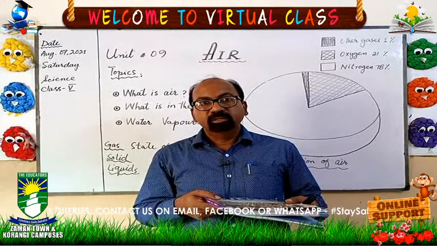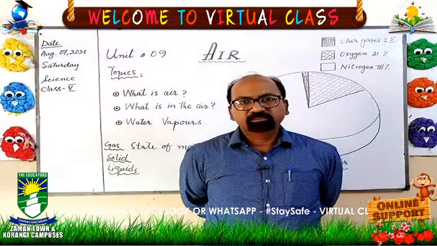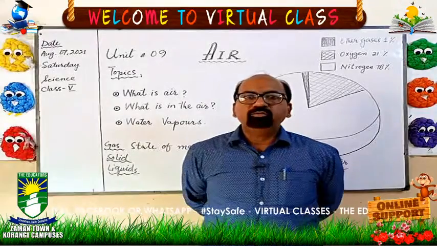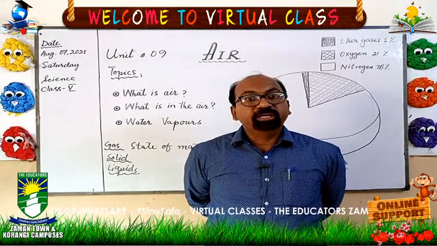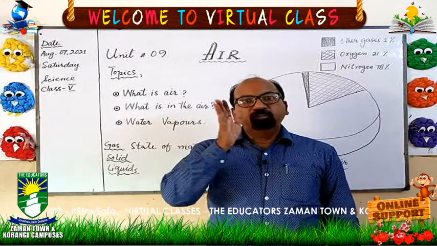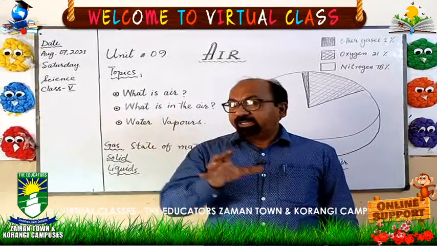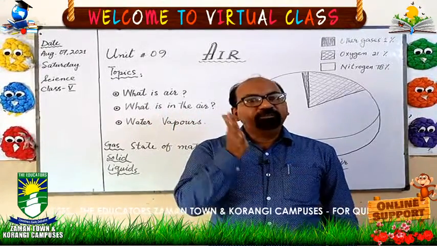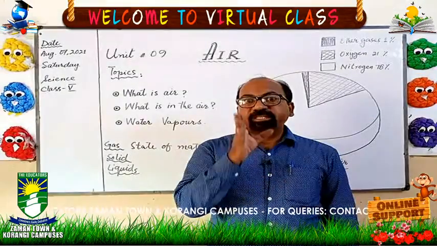But can we see the air? Do you see the air? If you just look outside your window, if there are some plants, they are moving. Why are they moving? They are moving due to the air. But still, we cannot see the air. That's why it is difficult to understand air, although it is a state of matter.